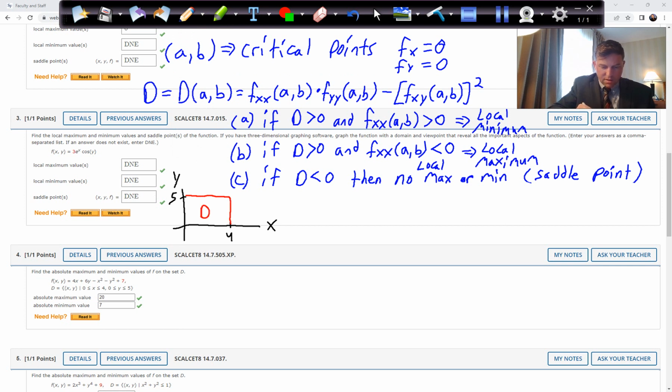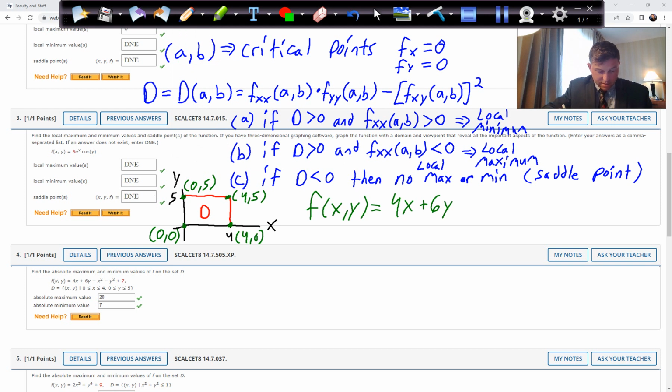This is D. Now a max or a min should occur at one of the corners. So we have to identify those corners. 0, 0, this would be 0, 5, this would be 4, 5, and this would be 4, 0. Okay, so we're going to write that out and leave those points there for now. Then we're going to see that f of x, y is equal to 4x plus 6y minus x squared minus y squared plus 7.